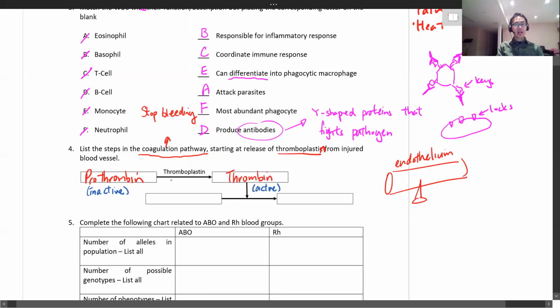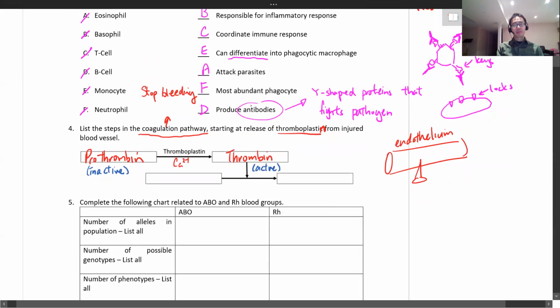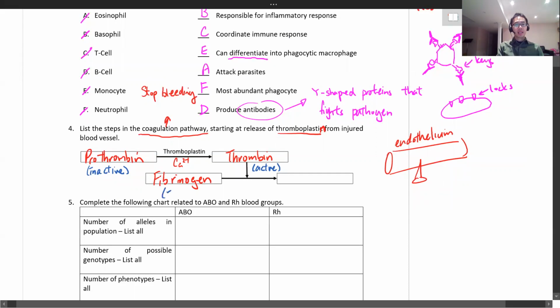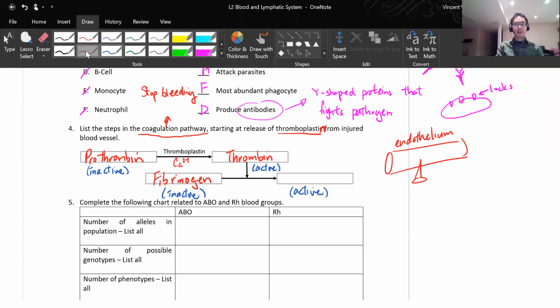And the active form of prothrombin is thrombin. In order to do that, you actually need a little bit of calcium. Calcium kind of catalyzes the reaction. Once thrombin is formed, it will in turn activate another coagulation protein called fibrinogen. Fibrinogen is also in your plasma and it's inactive, but in the presence of thrombin, it will get activated into fibrin.